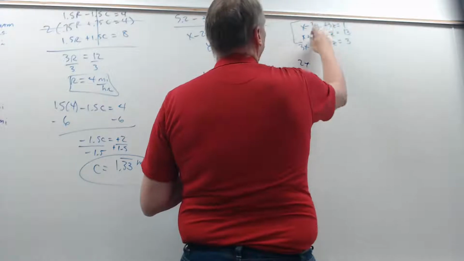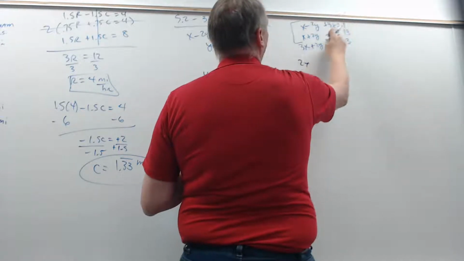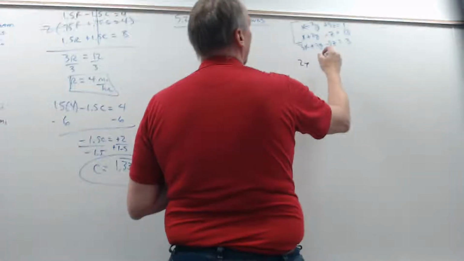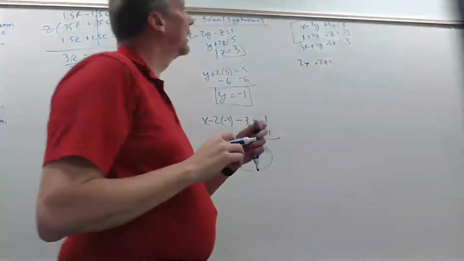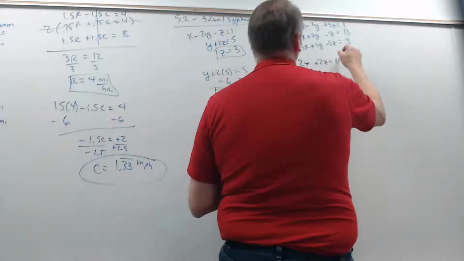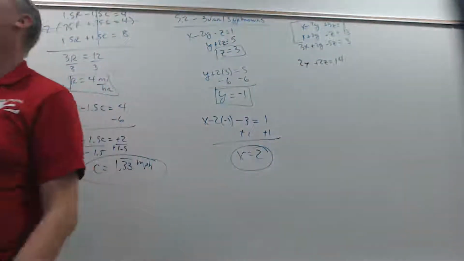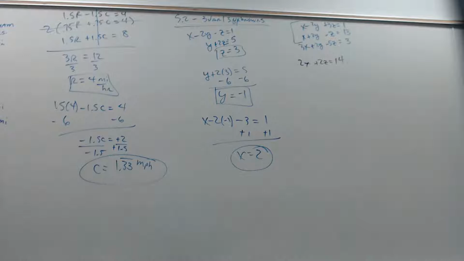2x. The y's are going to go away. 3z minus z is plus 2z equals 1 plus 13 is 14. Okay. So now we've eliminated the y. So we need to eliminate the y again using 2 different equations. How can I eliminate y again using 2 different equations?